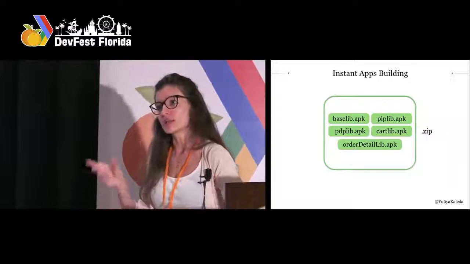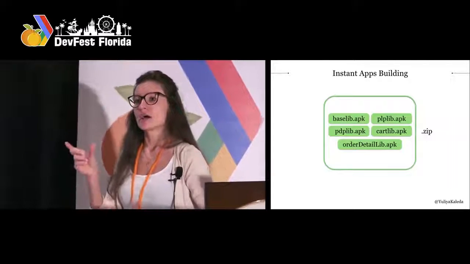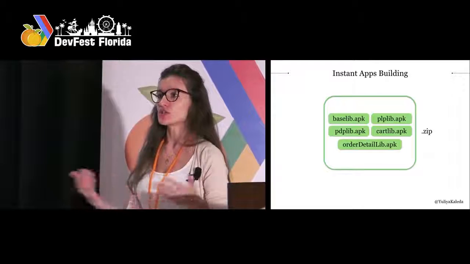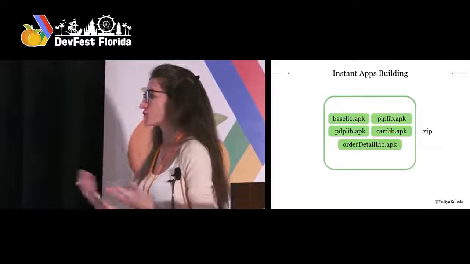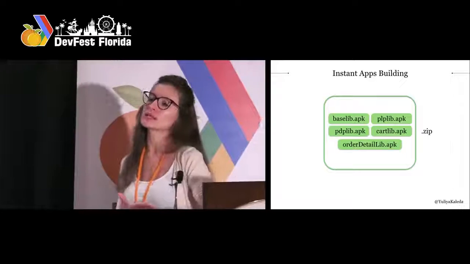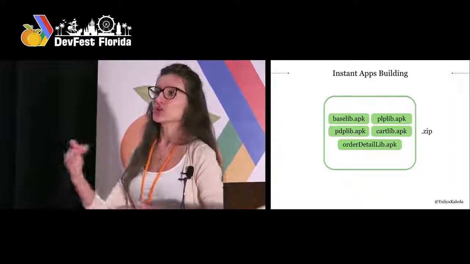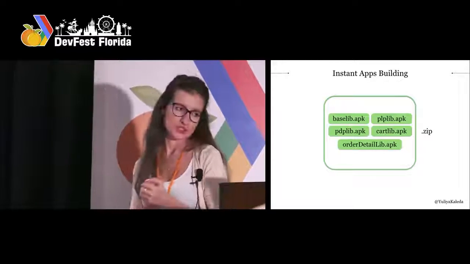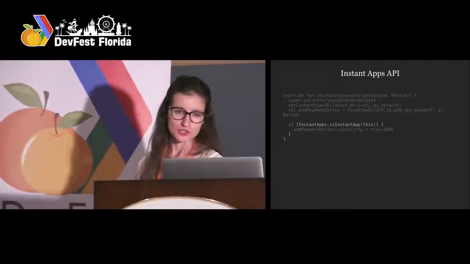So there will be a zip bundle in your build folder with all of the APKs, and once you're ready to publish your instant application, you just have to go to the Google Play Store and upload this zip bundle into the Instant App channel of the Google Play Store. So it's a very seamless process.